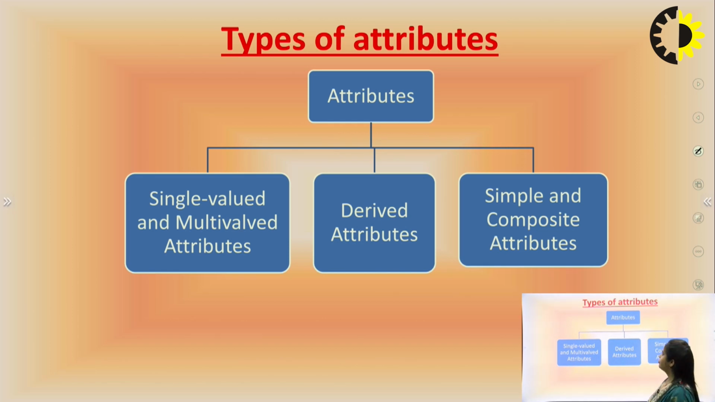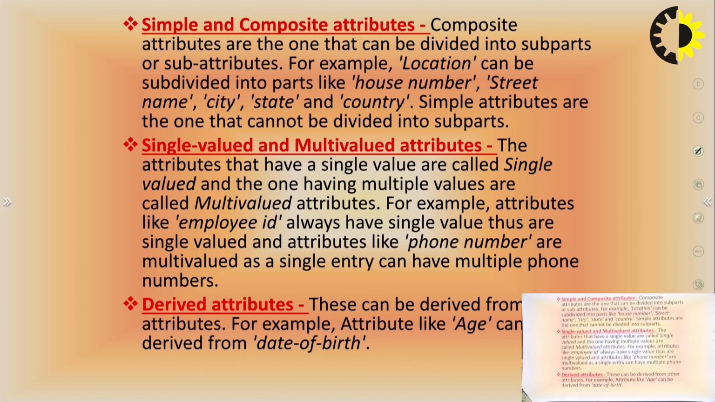Next are the types of attributes. How many types of attributes can we have in the ER model? Single valued and multi-valued attributes. Second is the derived attribute, and third is simple and composite attributes. Now let's discuss them one by one.